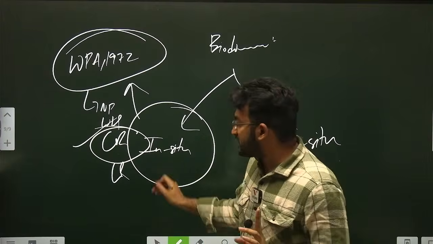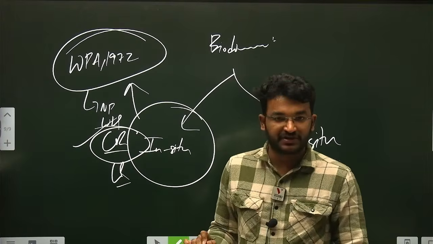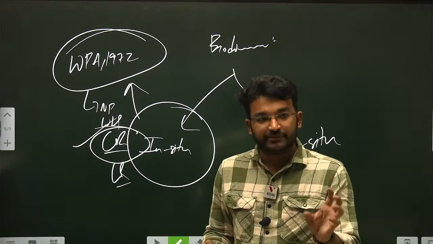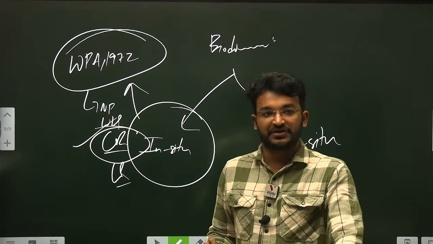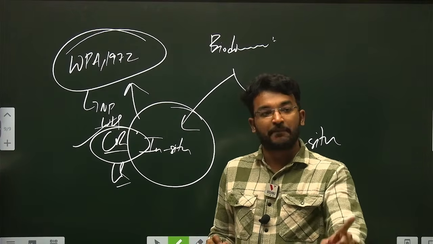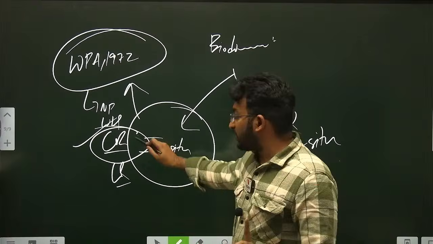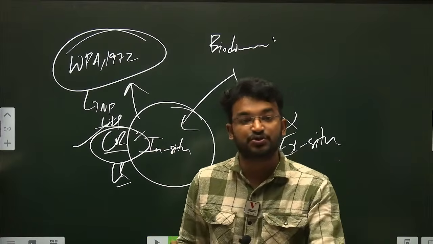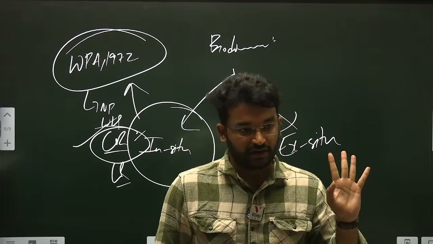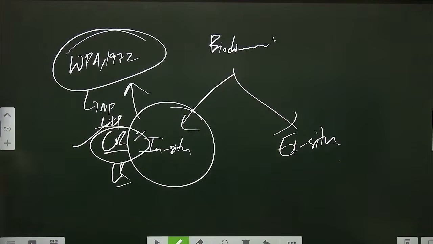Clear? Now what is the difference between conservation reserve and community reserve? We will call an area a community reserve if the land is owned by the public and community over there. It will be announced as a conservation reserve if the land is owned by the government. Understood? Next.